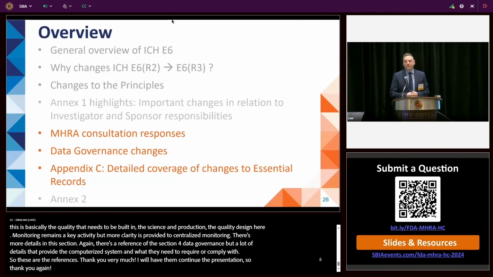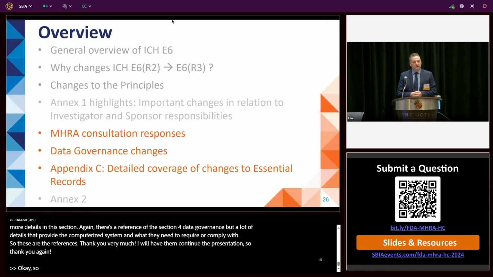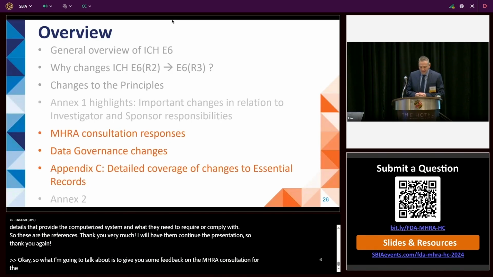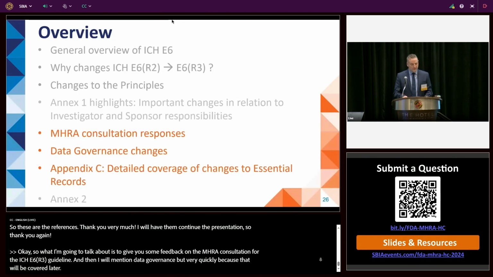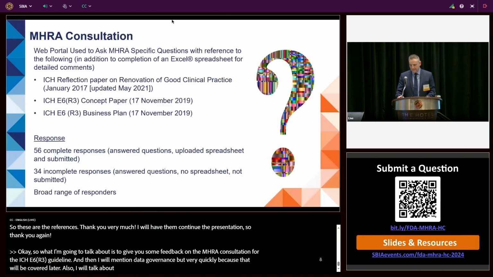Okay, so what I'm going to talk about is give you some feedback on the MHRA consultation for the ICH E6R3 guideline. And then I will mention data governance, but very quickly, because that'll be covered later. But also talk about Appendix C, which is essential records.